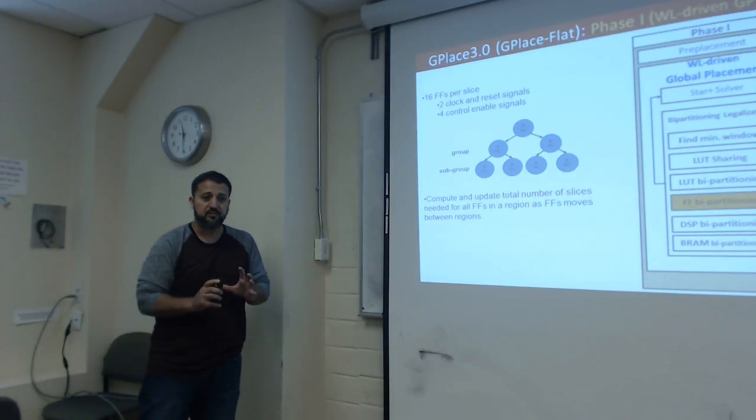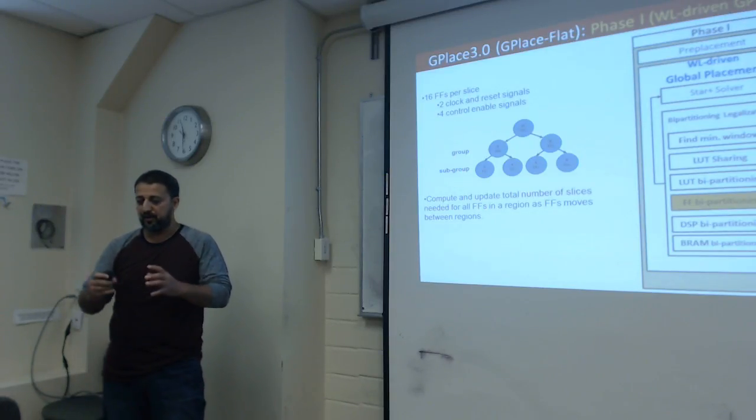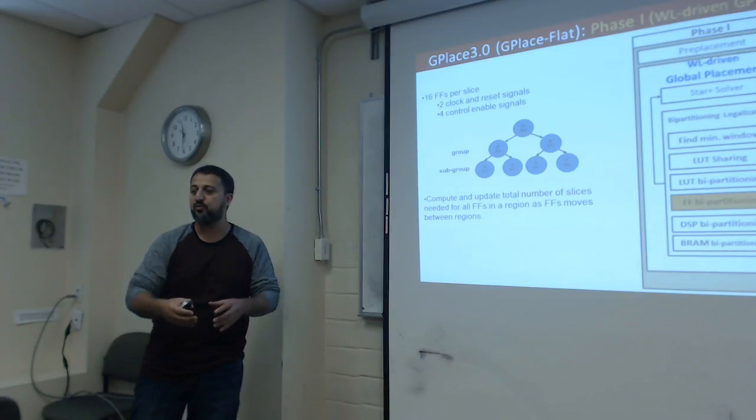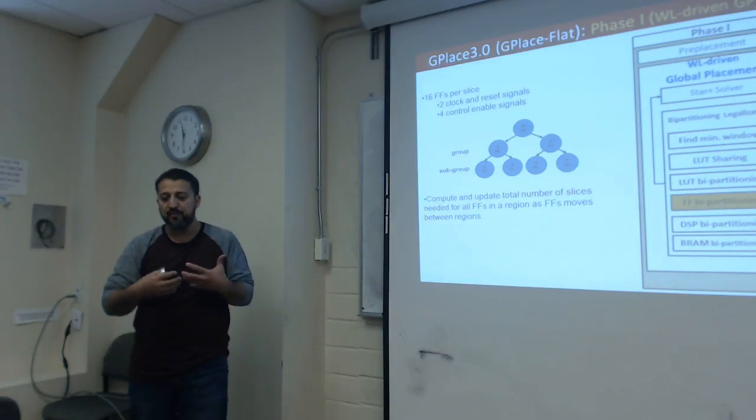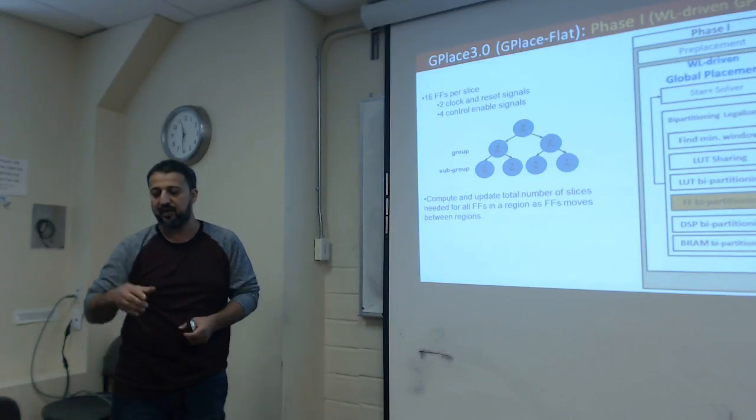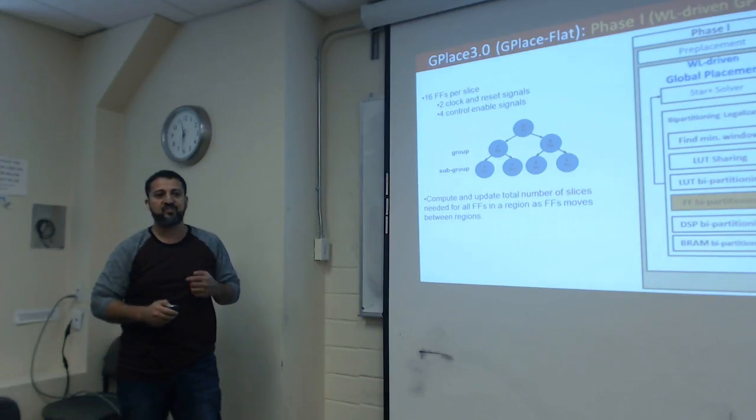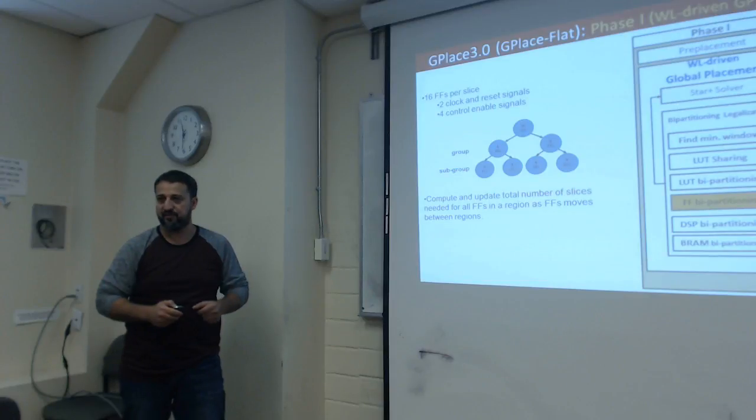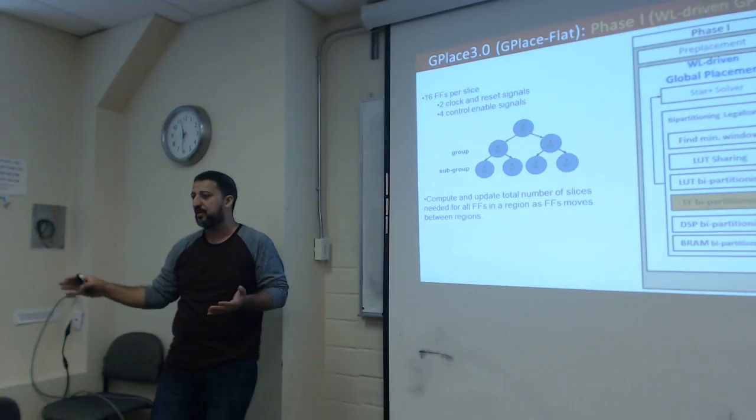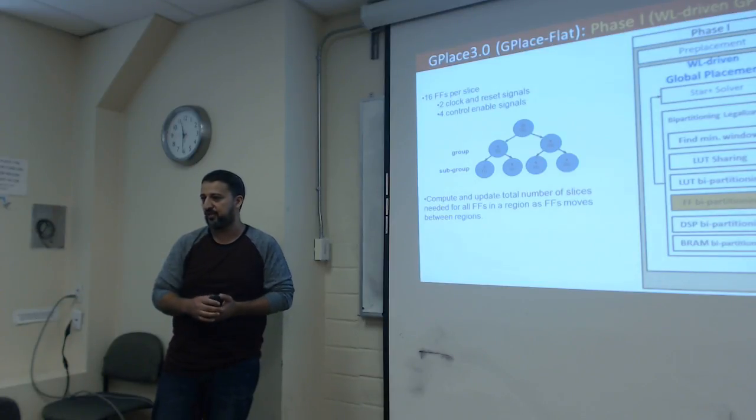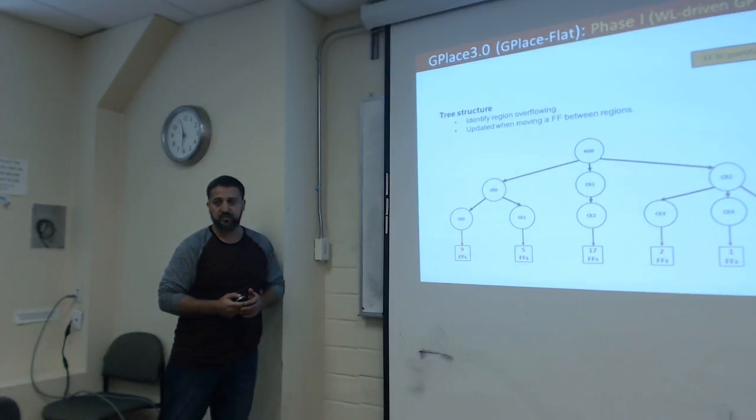So we need to have some data structure and a way to compute, if you have flip-flops in this region, we need to compute it efficiently: what exactly is the number of slices required to satisfy all those constraints of the flip-flops. And also when we move flip-flops from one region to another, we need to update that number of slices. So to do that, we maintain a tree structure.